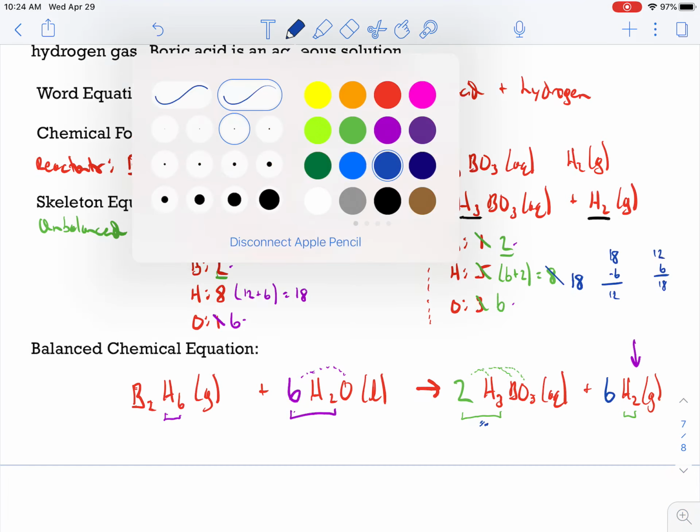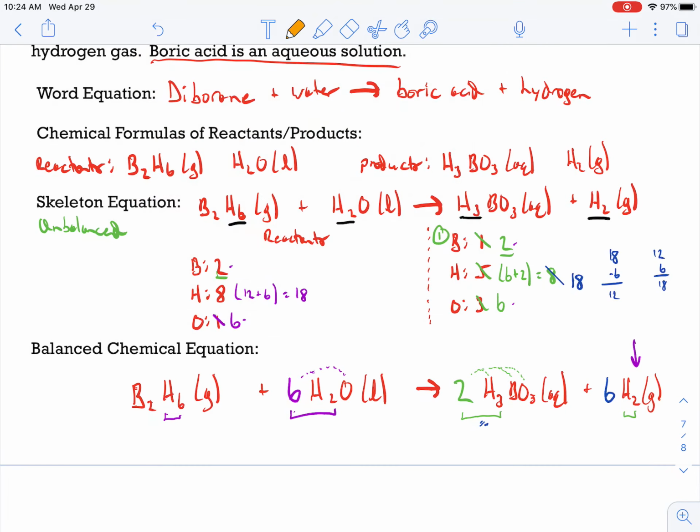So now we are comparing our reactant side to our product side. We have 2 borons in the reactants and 2 borons in the products. We have 18 atoms of hydrogen in the reactants and 18 atoms of hydrogen in the products. 6 atoms of oxygen in the reactants, 6 atoms of oxygen in the products. So we have everything balanced.